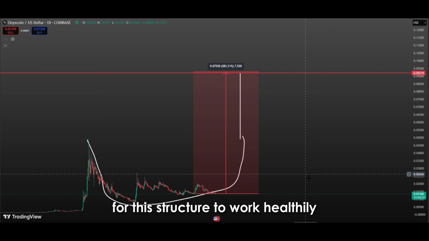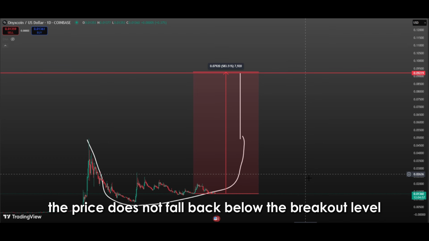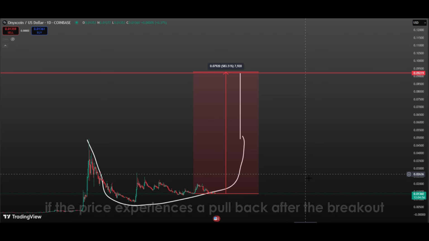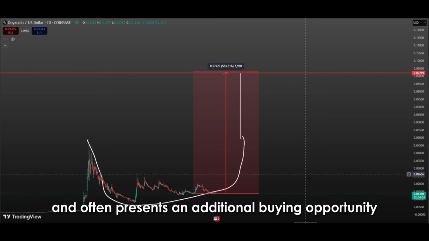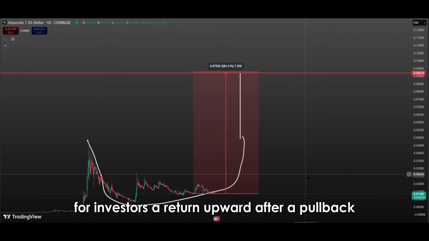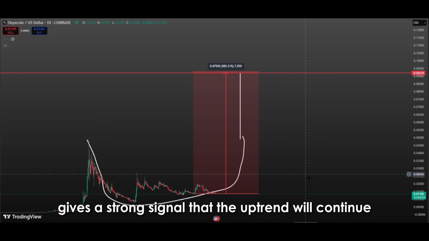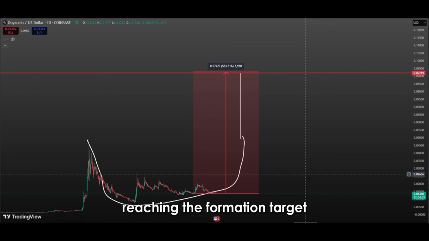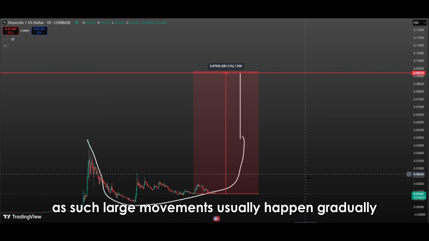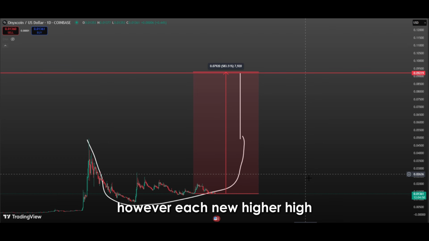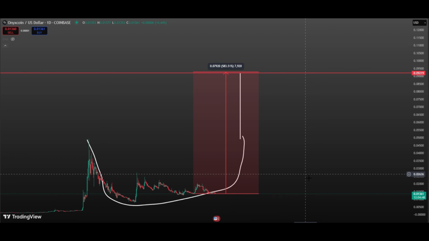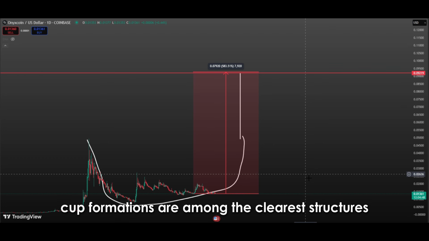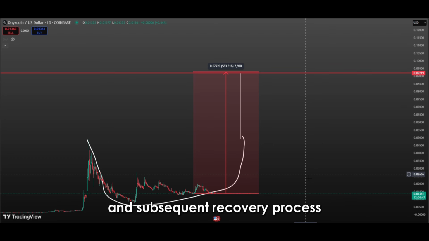For this structure to work healthily, it's important that after the breakout, the price does not fall back below the breakout level. If the price experiences a pullback after the breakout, it's generally called a pullback and often presents an additional buying opportunity for investors. A return upward after a pullback gives a strong signal that the uptrend will continue. Reaching the formation target of a 580% increase can take time, as such large movements usually happen gradually. However, each new higher high and higher low formed on the way to the target confirms that the trend is progressing healthily.